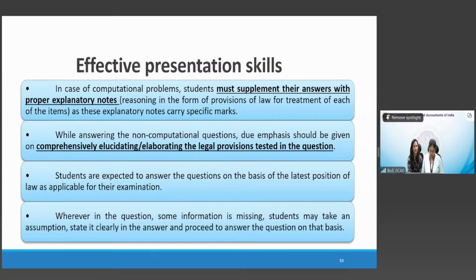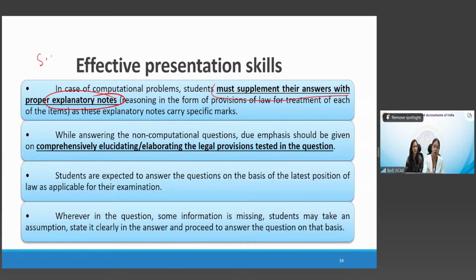Then for effective presentation skills, in case of computational questions, students must supplement their answers with proper explanatory notes. Then only they are able to get the full marks. Because if you don't substantiate your answer with proper explanatory notes, and only just give the amount figure in the column, whether it is taxable or exempt or dash, then if a particular item is of 1 mark, you might get half marks or you might not get marks, right?